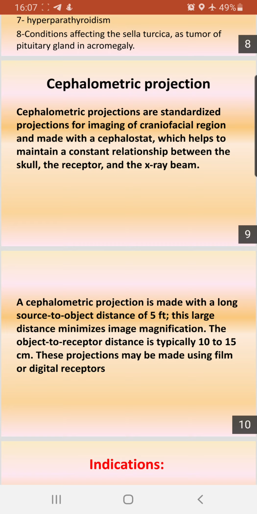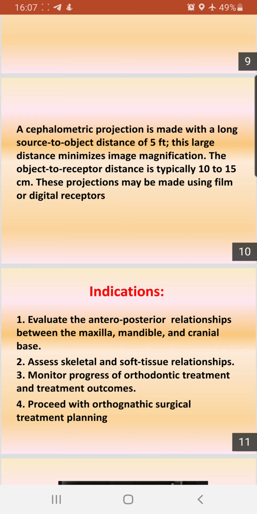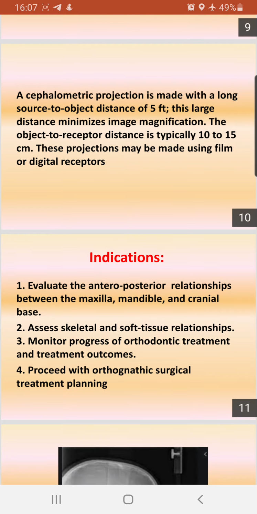Indications: evaluate the antero-posterior relationship between maxilla, mandible, and cranial base. Assess skeletal and soft tissue relationship. Monitor progress of orthodontic treatment and treatment outcomes. Orthognathic surgical treatment planning. This picture shows the cephalo projection, and this is the anatomy that we can see in the cephalo. This is the device, the cephalostat.